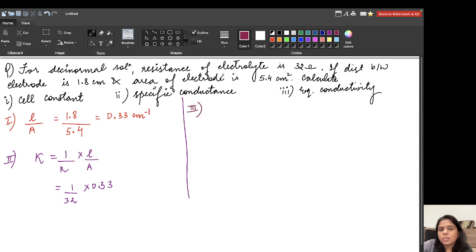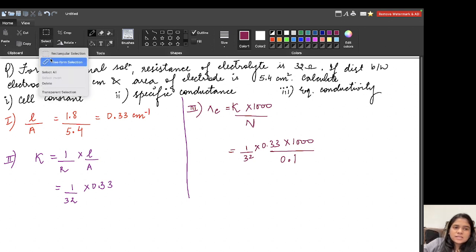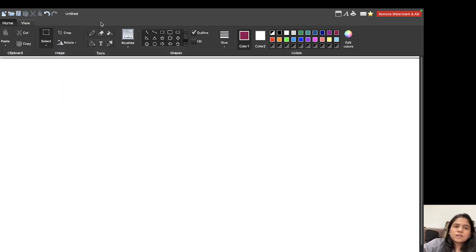The third one, you need to find equivalent conductivity. Equivalent conductivity, lambda E, was kappa into 1000 by N. Decinormal means N by 10, 1 by 10. Kappa we already know from here, 1.32 into 0.33 into 1000 divided by 1 by 10. 1 by 10 you can directly write as 0.1 also. After solving it you will get the answer. Okay, easy, right? Just formula based questions come most of the times.